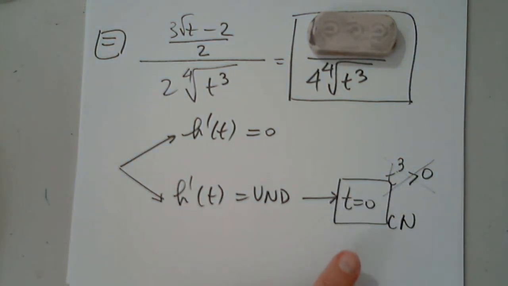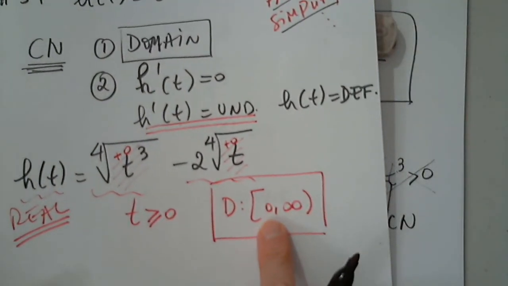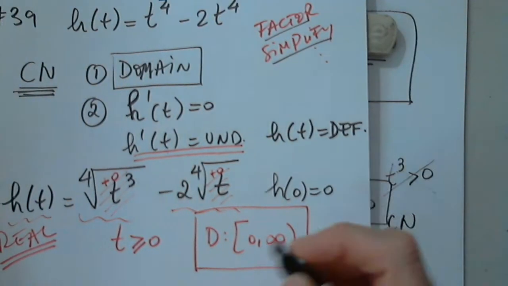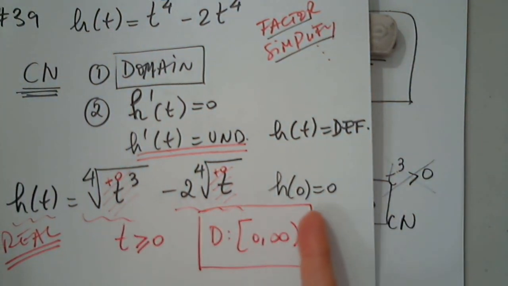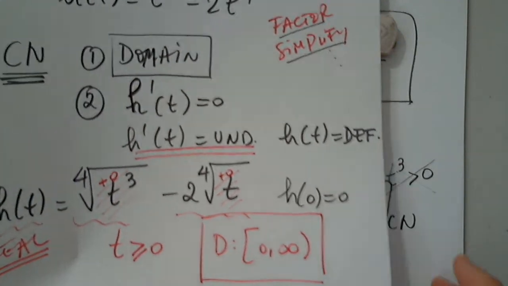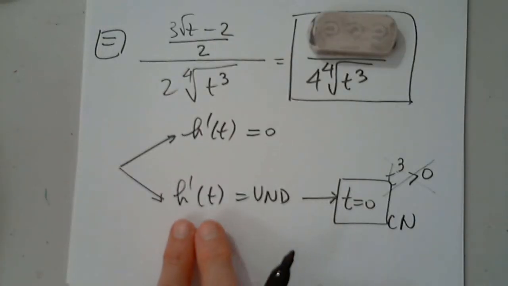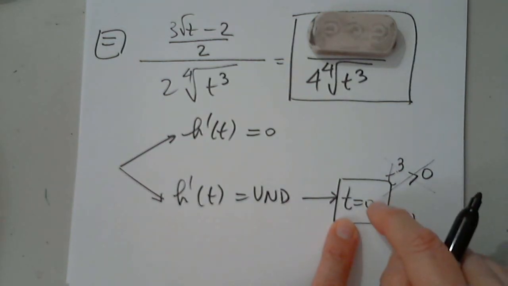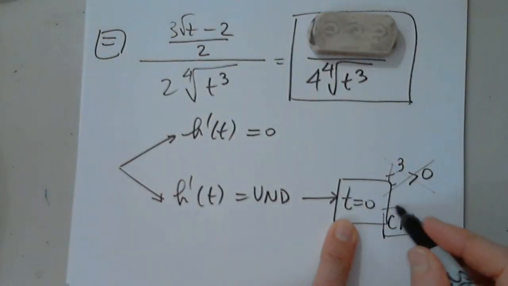Why? Because the function exists at 0. h of 0 is 0, 0 minus 0 is 0. Because the derivative is undefined where the function is defined, t equals 0 becomes a critical number.